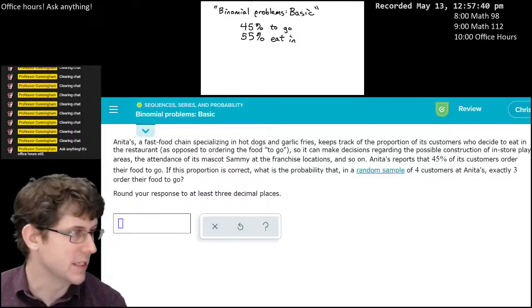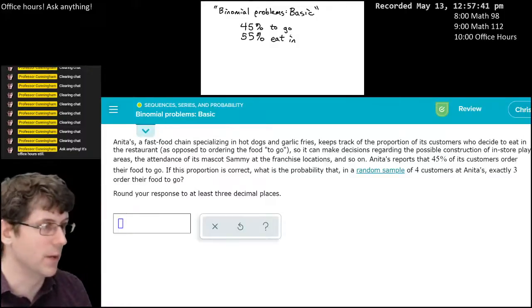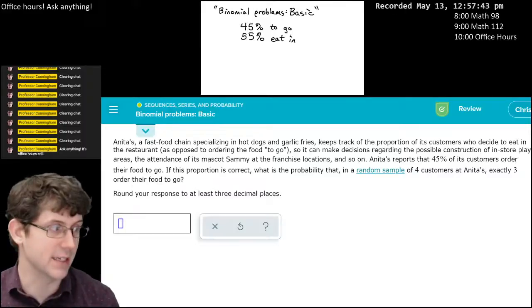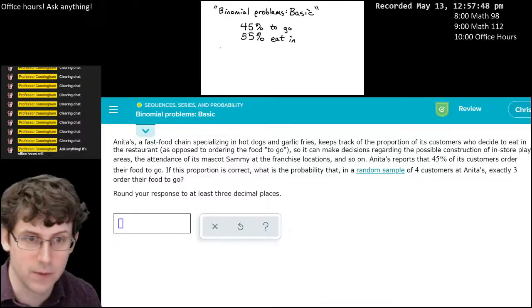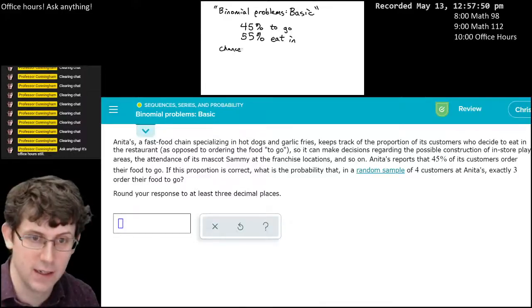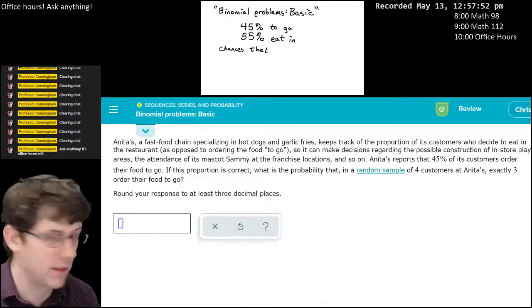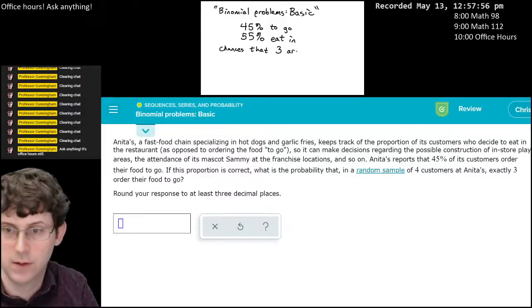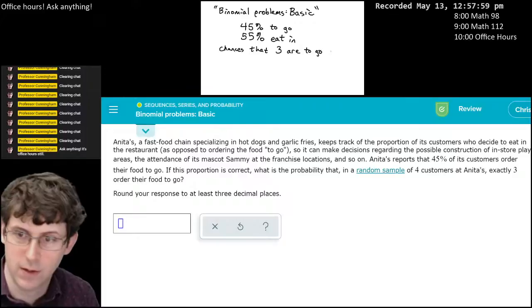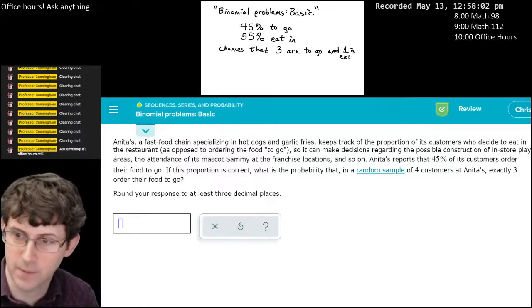If this proportion is correct, what's the probability that in a random sample of 4 customers, exactly 3 order their food to go? So chances that 3 are to go, and 1 is eat in.